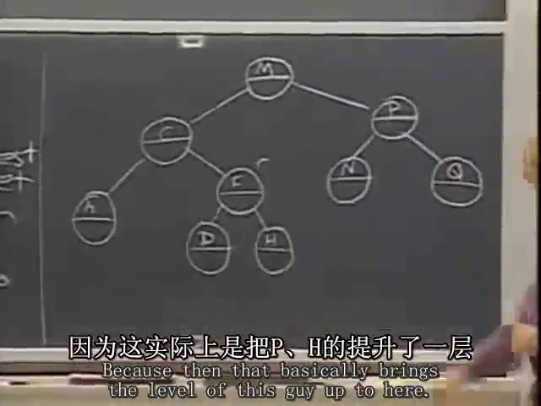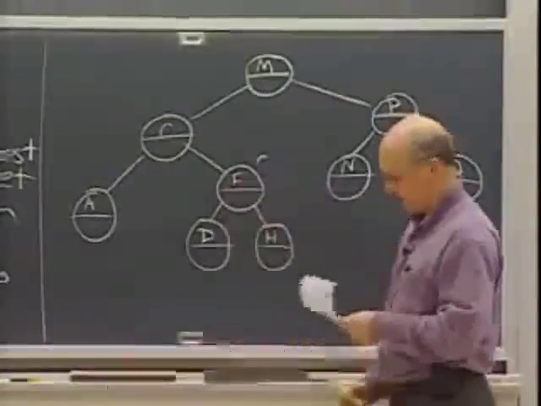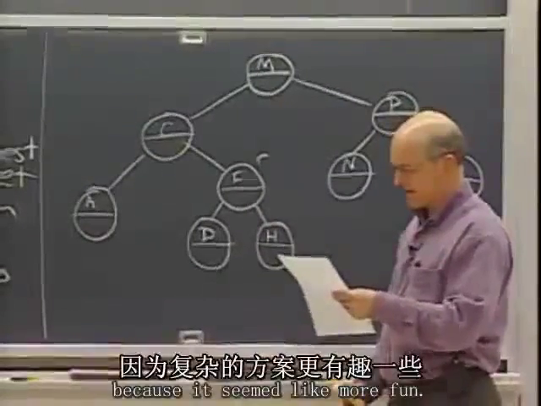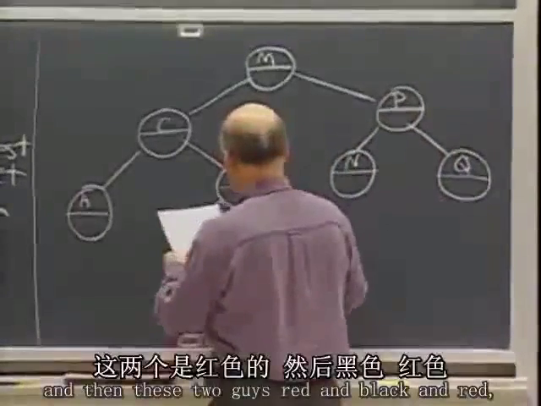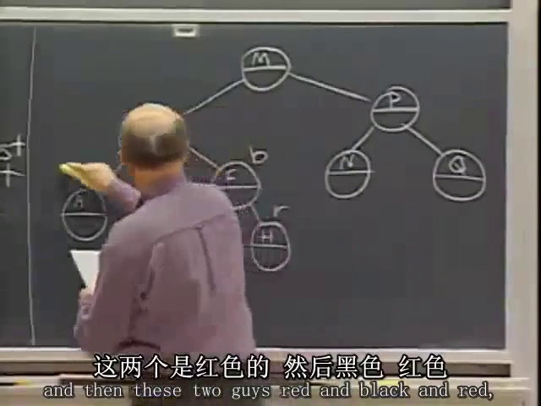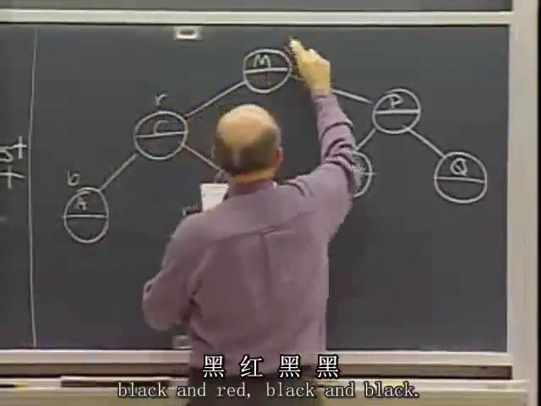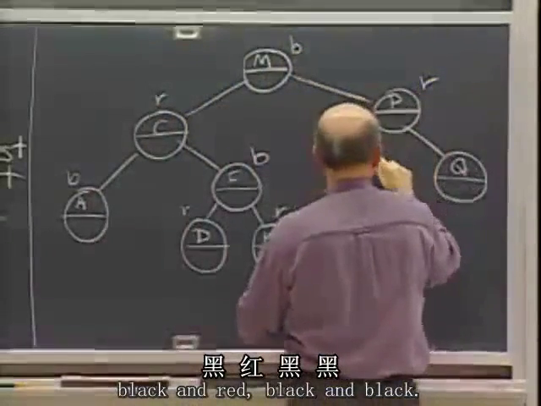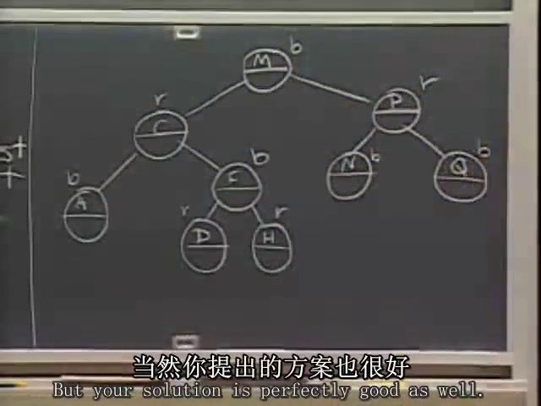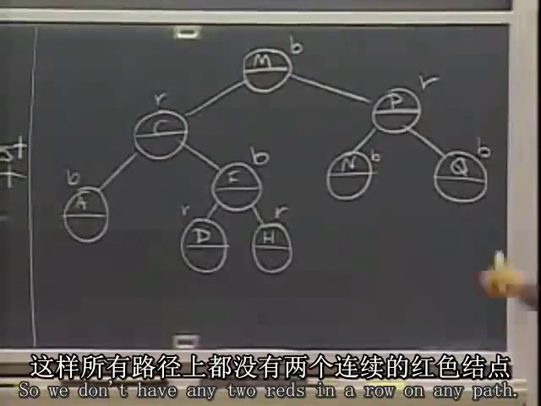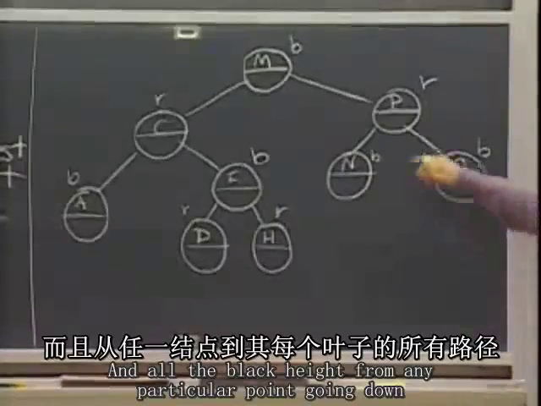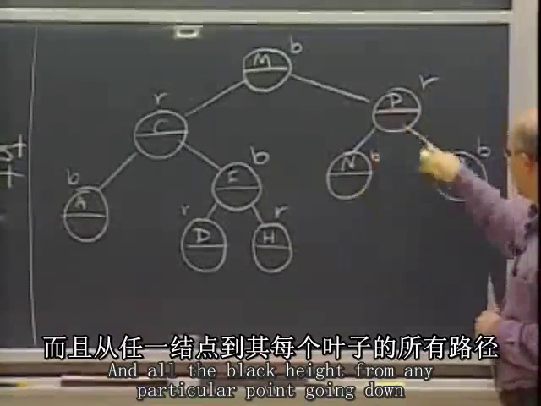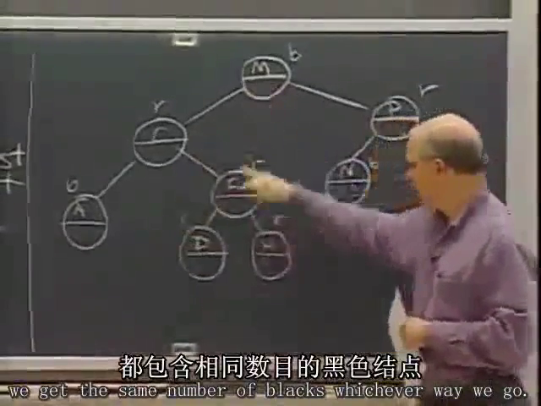Because then that basically brings the level of this guy up to here. Actually, I had a more complicated one because it seemed like more fun. What I did was I made this guy black, and then these two guys red and black, and red and black, and red and black and black. But your solution is perfectly good as well. So we don't have any two reds in a row on any path, and from any particular point going down, we hit the same number of blacks, whichever way we go.